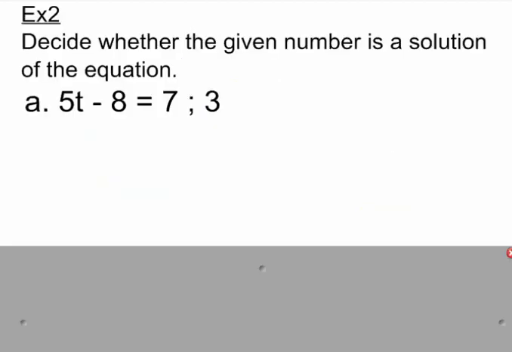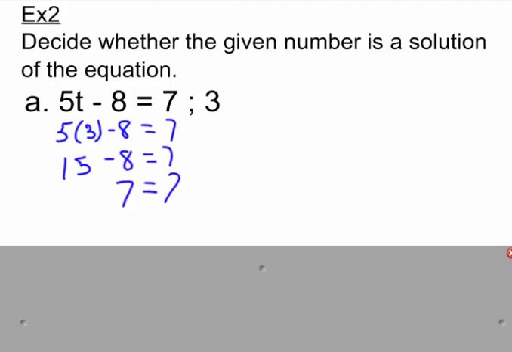In example 2, it asks us to decide whether the given number is a solution of the equation. How do we know it's an equation? Because it has an equal sign in there. So I'm going to plug in the value that I was given, 3. 5 times 3, 15. 15 minus 8 is 7. I get 7 equals 7. Is that true? Yes. What does that mean? That means that 3 is a solution to the equation.